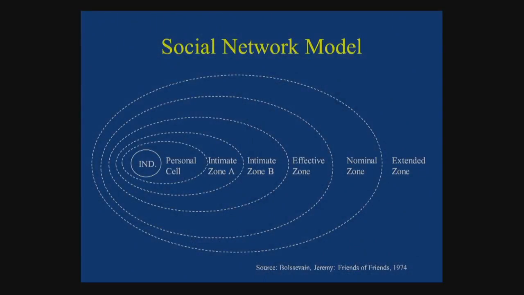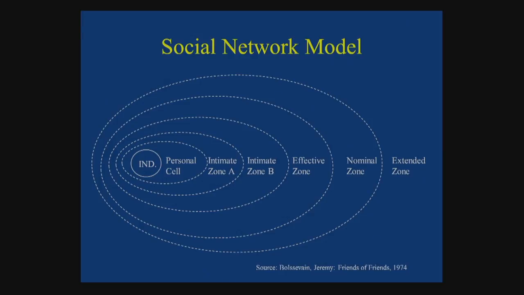So in this personal cell are people who are most intimate in your life, and then you start to move out, and there's another intimate zone A of people who are maybe not the closest people in your life, but people who you are still very, very close to. And then you move out into intimate zone B, which is filled with people who I think of as probably your friends, or coworkers who you're really friends with, or people in your neighborhood who you know pretty well.